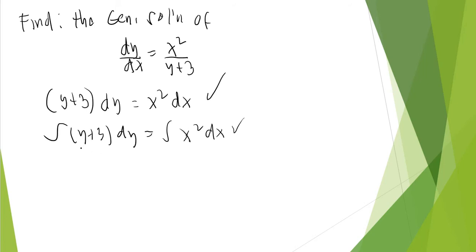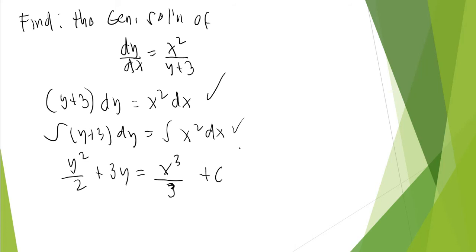So, yung integral nung kaliwa is just the sum rule. So, integral of y is y to the 1 plus 1 is 2 over 2 plus yung 3 na constant is just 3y equals, dun sa kanan natin, x to the 2 plus 1 is x raised to 3 over 3 plus c.